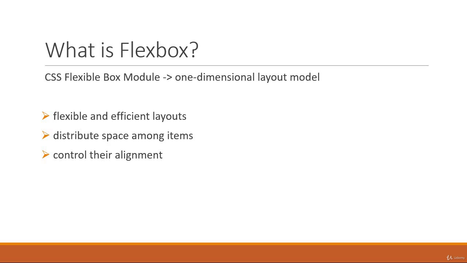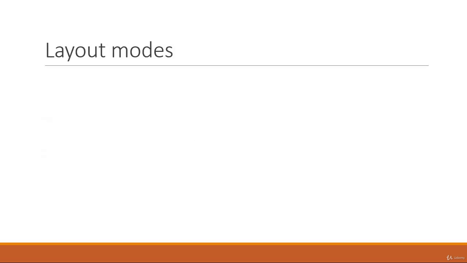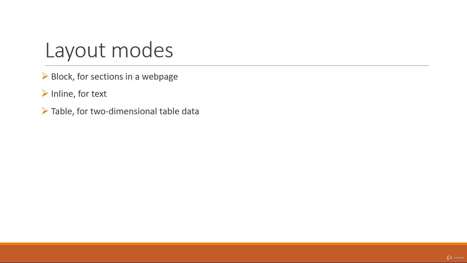Now, before Flexbox, there were 4 layout modes: block for sections in a web page, inline for text, table for two-dimensional table data, and positioned for explicit positioning of an element. But these layouts did not provide enough flexibility. We had to find all kinds of hacks to get the layout just the way we wanted.